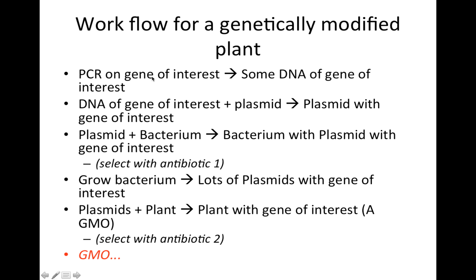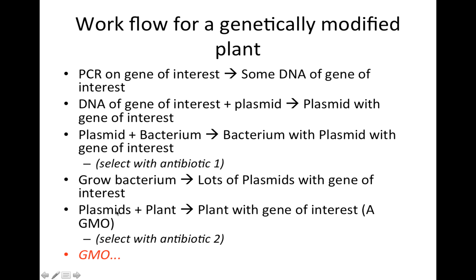Okay, let's go through this step by step. We're going to do our PCR on our gene of interest, so we get DNA of interest with a huge number of copies. Then we add that to our plasmid, and we make a plasmid with our gene of interest. Now we take that plasmid into the bacterium, and we'll have our bacterium carrying that plasmid. We can purify it and get rid of the bacteria that do not carry the plasmid by selecting with one antibiotic. Only the ones that have the plasmid that carry the antibiotic resistance gene will survive. Then we grow up the bacterium, and we end up with lots of bacteria, with lots of plasmids, with lots of our gene of interest.